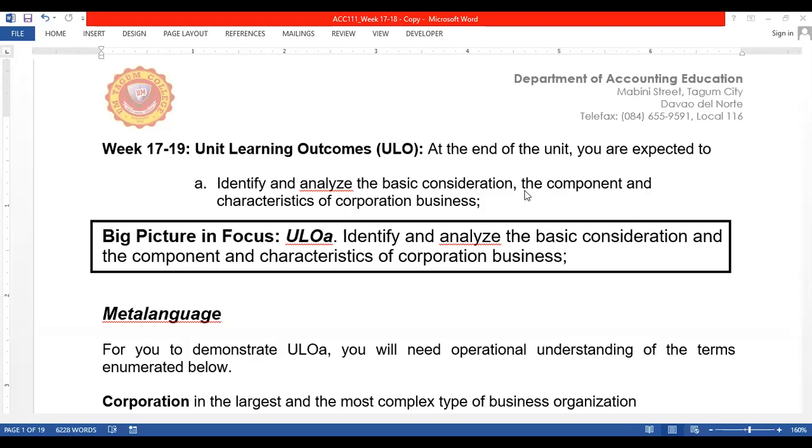We are now in week 17 to 19. This is identifying and analyzing the basic considerations, components, and characteristics of a corporation business. We're done with sole proprietorship, and we're done also with partnership. The last one for the coverage of ACC 111, the basic financial accounting and reporting, is corporation accounting. This is just basic discussions of corporation accounting, because this will be discussed extensively in your second year subject.